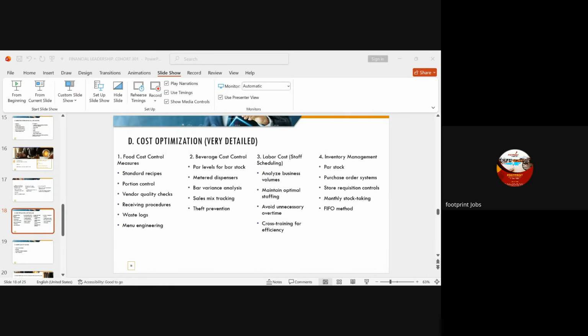Now, the other one is avoid unnecessary overtime. If it's not necessary, Nigerian brands don't even pay overtime. If it's not necessary, don't do overtime. Just reduce your cost.